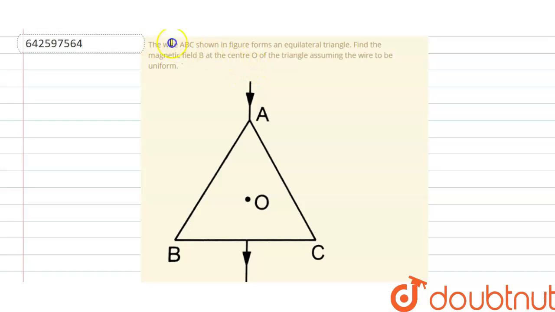Hello everyone, let's solve the question. The question says, wire ABC shown in the figure forms an equilateral triangle. Find the magnetic field B at the center O of the triangle, assuming the wire to be uniform.